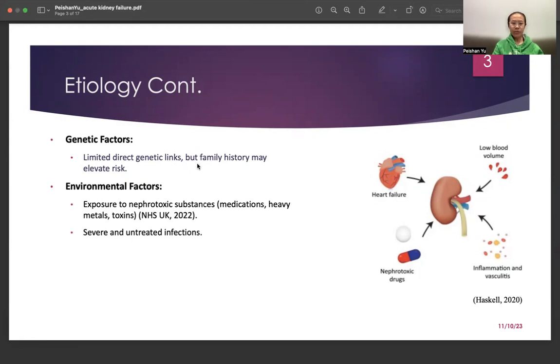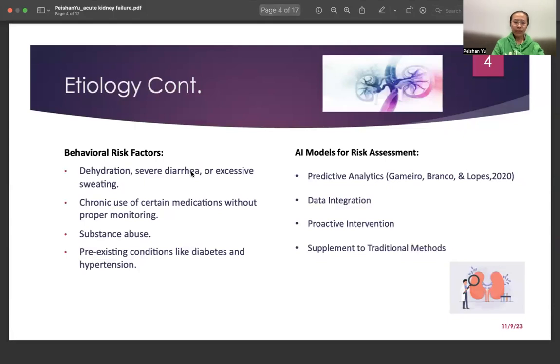The environmental factors: several environmental factors can contribute to acute kidney failure. Exposure to nephrotoxic substances such as certain medications, NSAIDs, antibiotics, contrast agents, heavy metals, and toxins can damage the kidney. Additionally, infections, particularly severe and untreated ones, can lead to kidney damage.